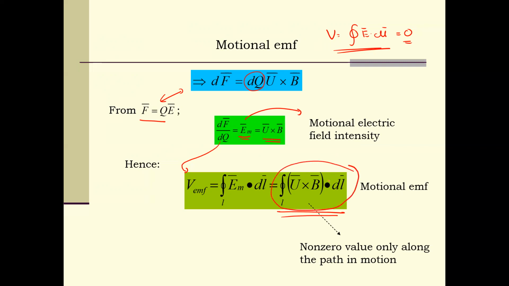So we can calculate the EMF generated by the motional EMF simply by using this equation, in which the equation states that the EMF can be generated by any non-zero value of the velocity U along the path in motion. For this, I believe we need a few examples in order for us to understand better this concept of motional EMF.